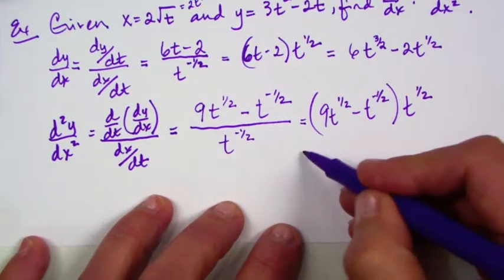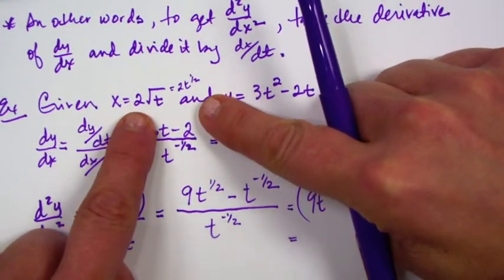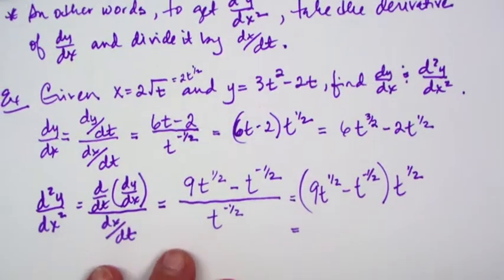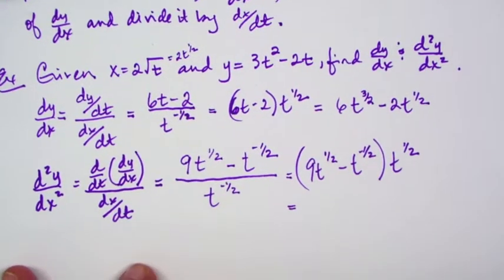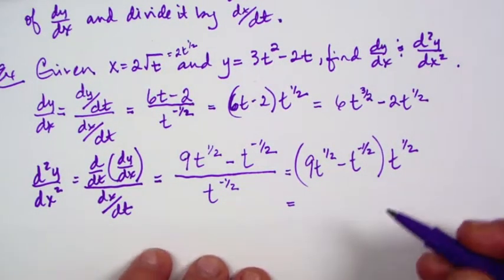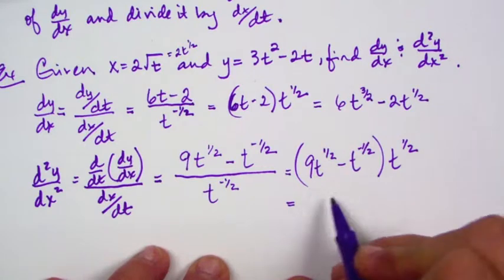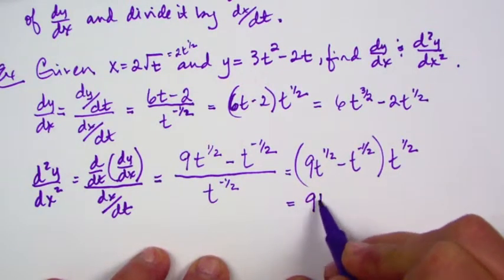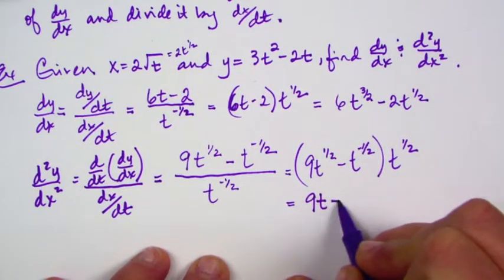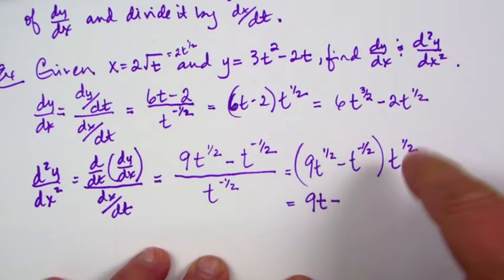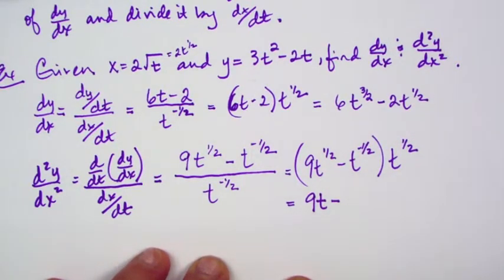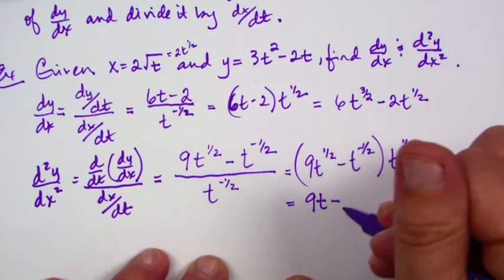Where did you get the t to the negative 1/2? That is dx dt. Okay, and then that's going to give me t to the 1/2 times t to the 1/2 is just t. And then t to the negative 1/2 times t to the 1/2 is t to the 0, which is 1.